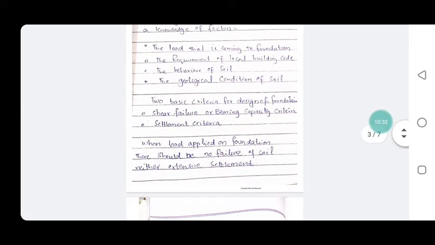Two basic criteria for design of foundation. Number one is shear failure or bearing capacity criteria, and second one is settlement criteria. When load is applied on foundation, there should be no failure of soil, neither extensive settlement.